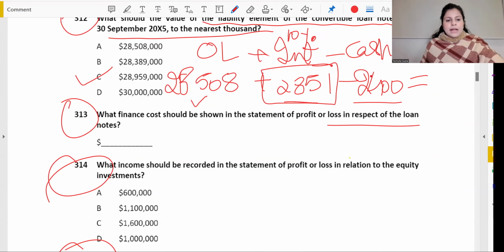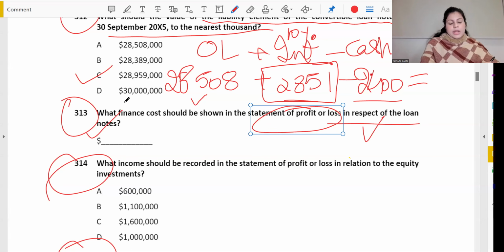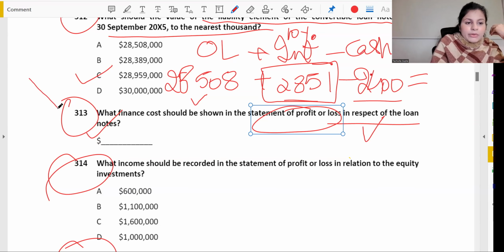So they've asked you finance cost to be shown in statement of profit and loss in respect of the loan notes. Now the question is, should I add this 2851 to this, or should I just talk about this 768 that we've calculated? Because they have not given us any clarity, no? Have they given you any clarity on which loan note they are asking, loan note 1 or loan note 2, or are they asking combined?